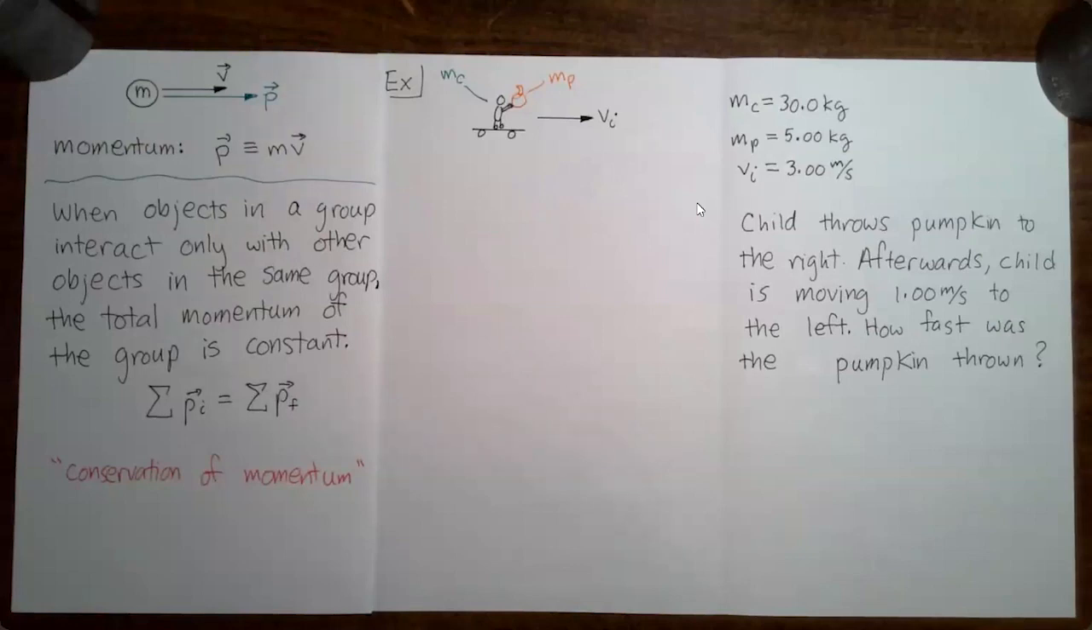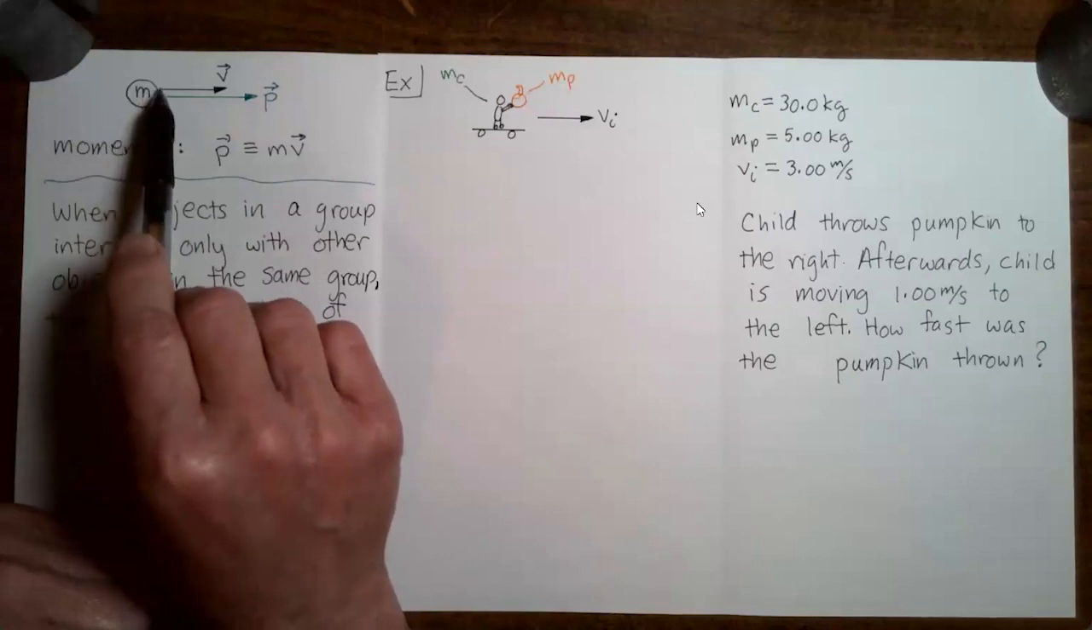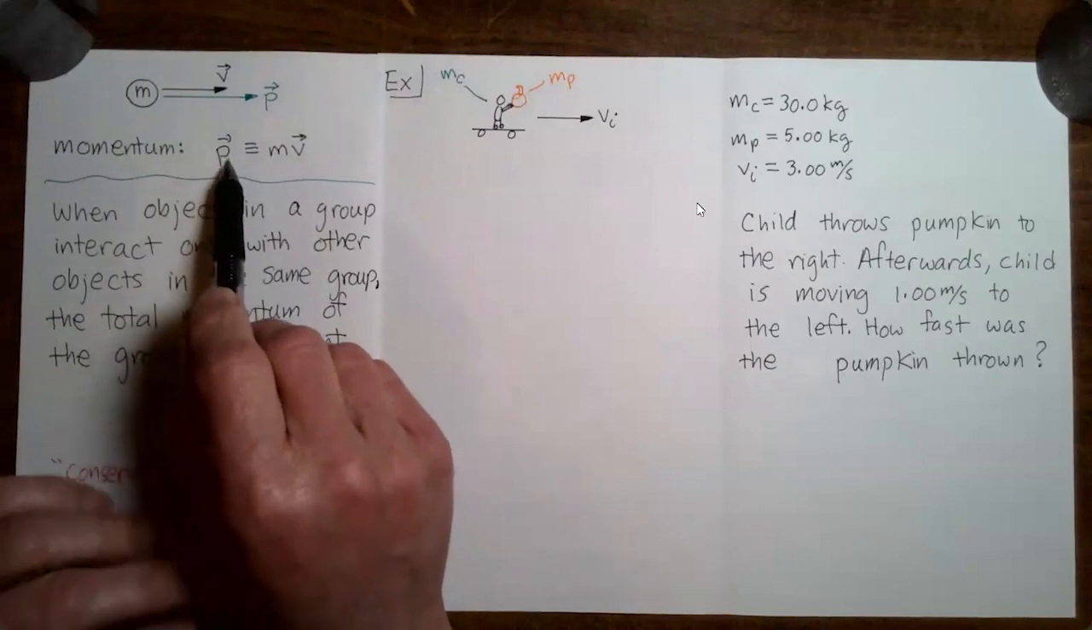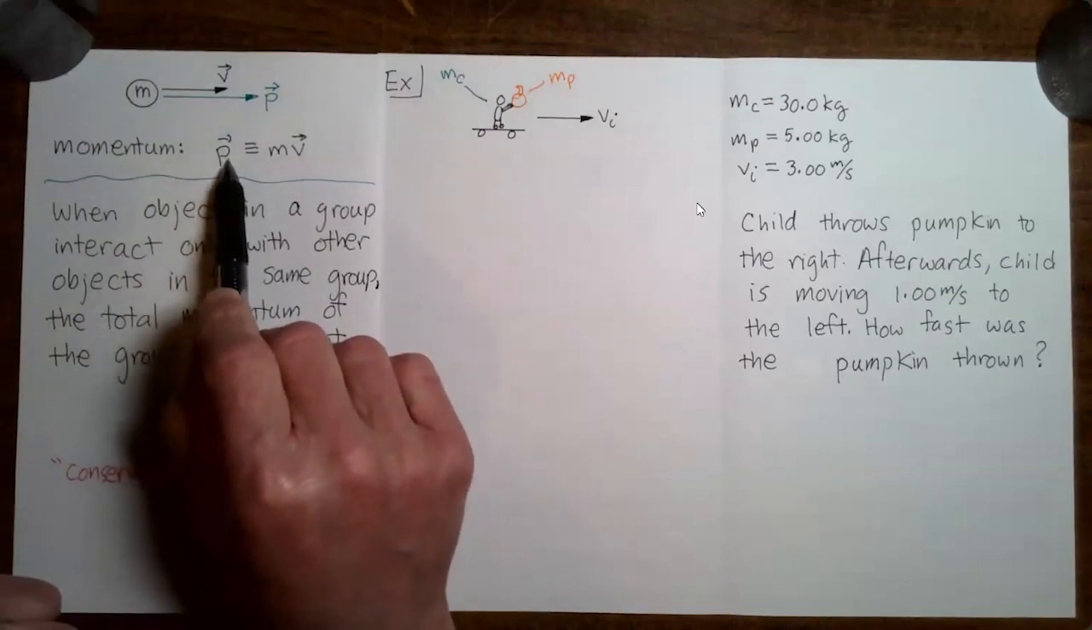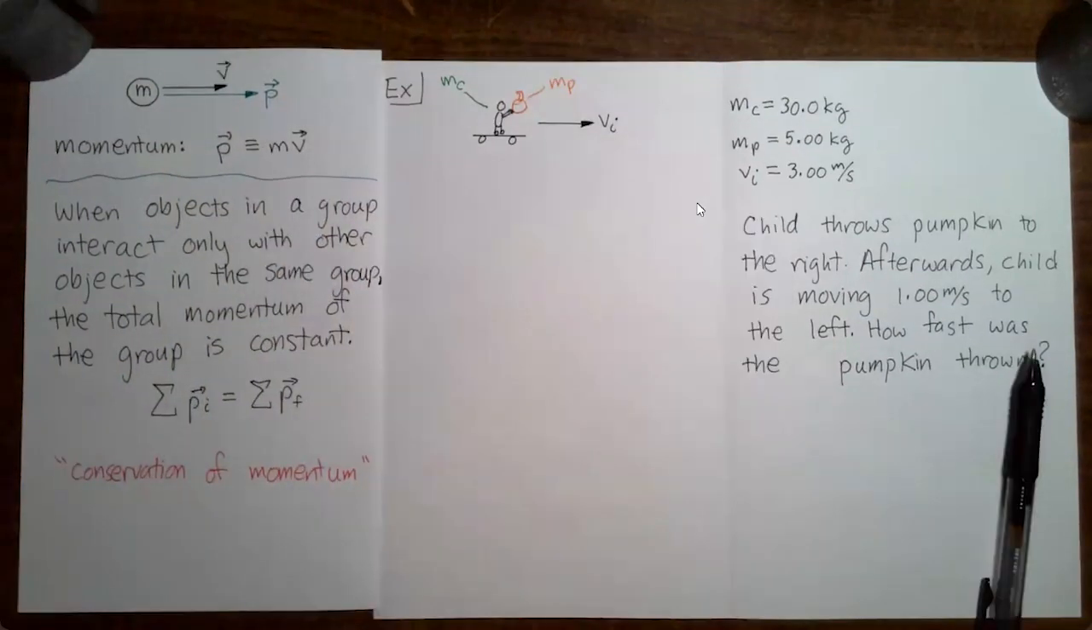In the previous video, I introduced you to the idea of conservation of momentum. Conservation of momentum is one of the most important ideas in all of physics. To give a quick rundown, let's say that we have a mass moving with a velocity v. We can then say that the momentum vector of the object is equal to its mass times its velocity vector.